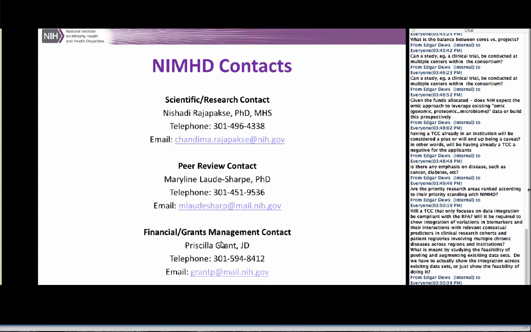Will it be required to show integration of variations in biomarkers and their interactions with relevant contextual predictors in clinical research cohorts and patient registries involving multiple chronic diseases across regions and institutions? Well, that is certainly what we're encouraging in the RFA. So the reviewers are going to be looking at that. Right.